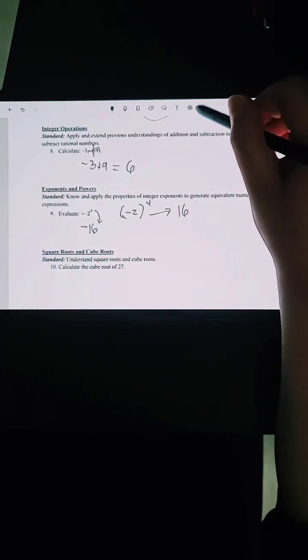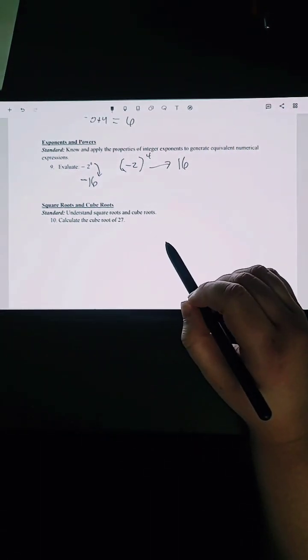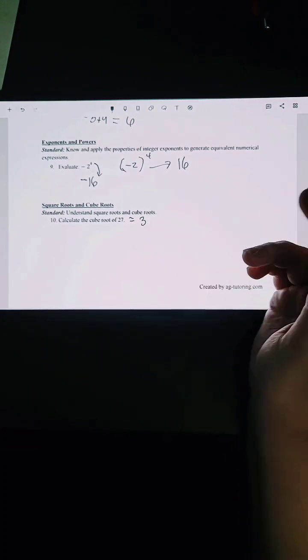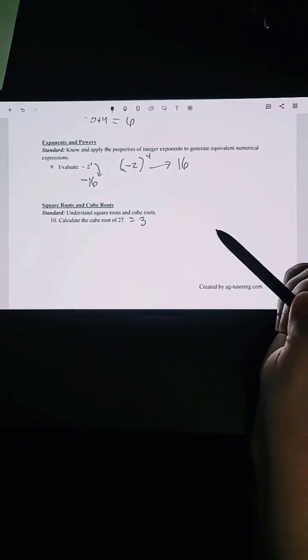And then we have over here, calculate the cube root of 27. So the cube root of 27 would just be 3, because 3 to the 3rd power equals 27.